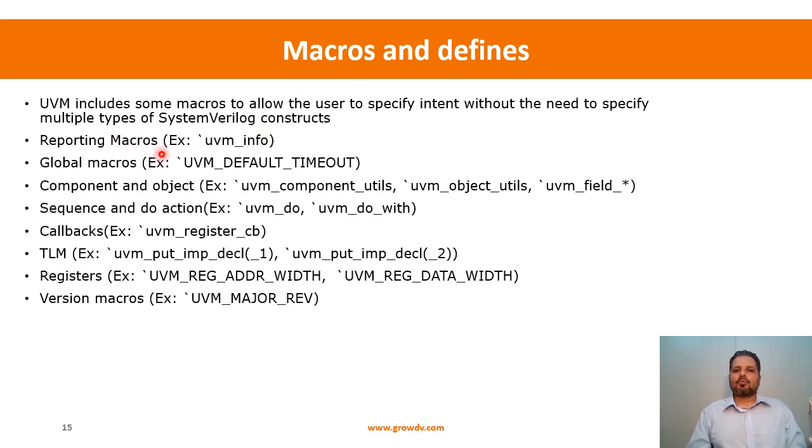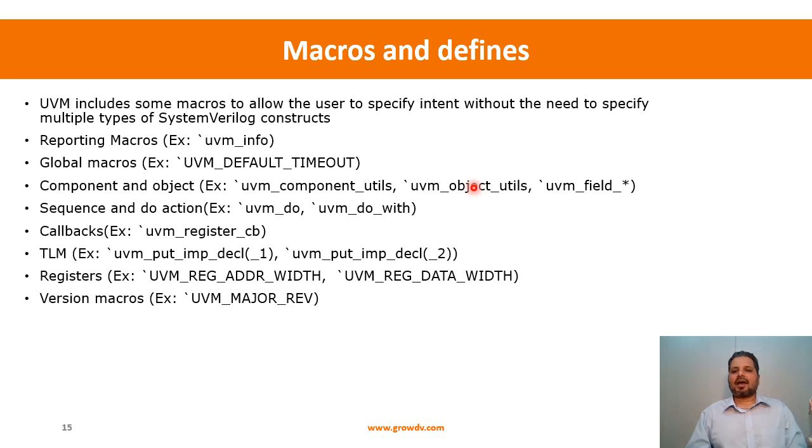So we have the reporting macros, for example the UVM info, those I think we have looked at all four of them. We have some global macros, which you can use for setting the timeout within the code instead of passing it from the command line argument every time for every command line. And then you have component and object related macros.